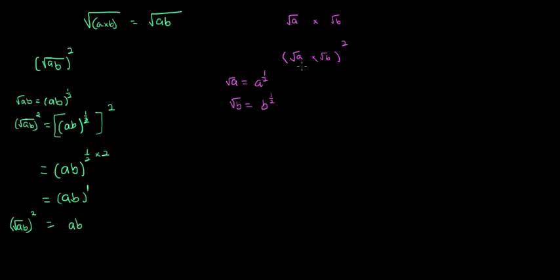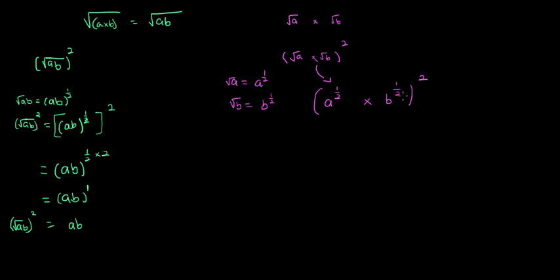So this value here, instead of writing square root of a, I could write a raised to the half, separately, times b raised to the half, squared.